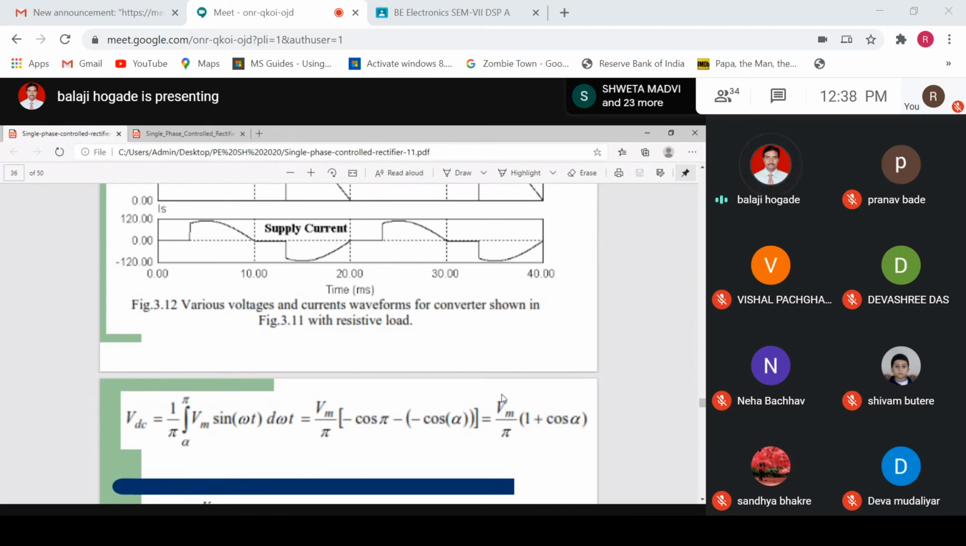So the average output voltage VDC depends on the value of alpha. As you go on increasing the value of alpha, your output voltage will decrease, and if we decrease this alpha, VDC will increase. So depending on alpha, the output voltage can be varied. That's why it is called a controlled rectifier. We can control the output voltage by controlling the trigger angle or firing angle or phase angle.